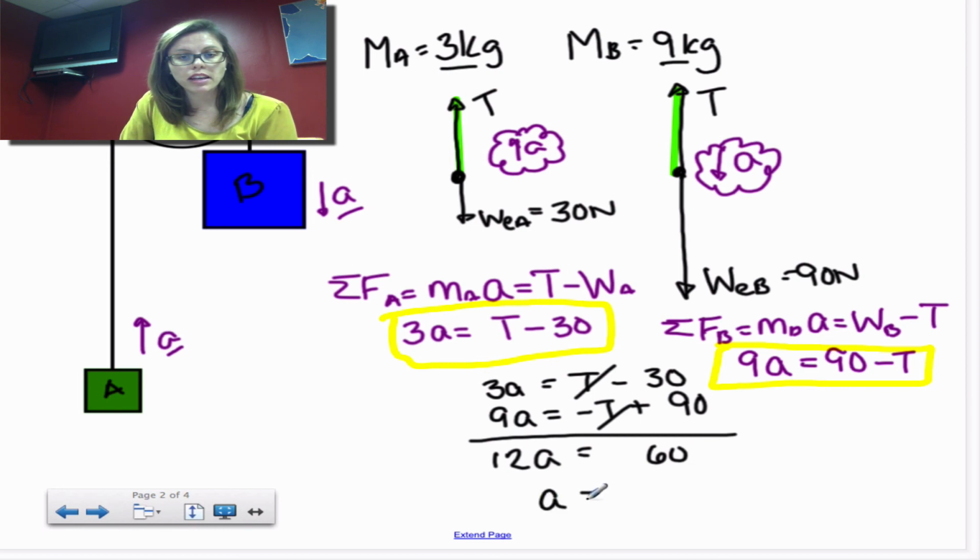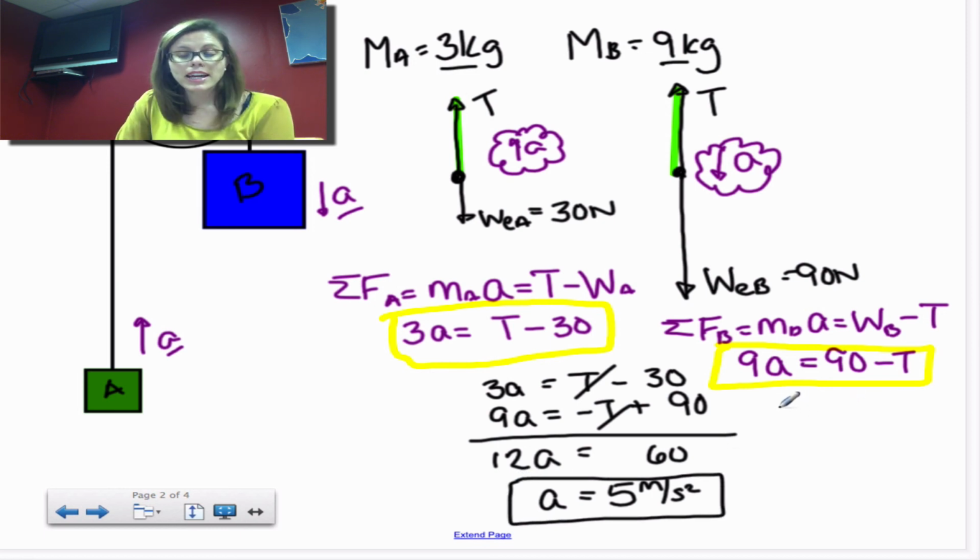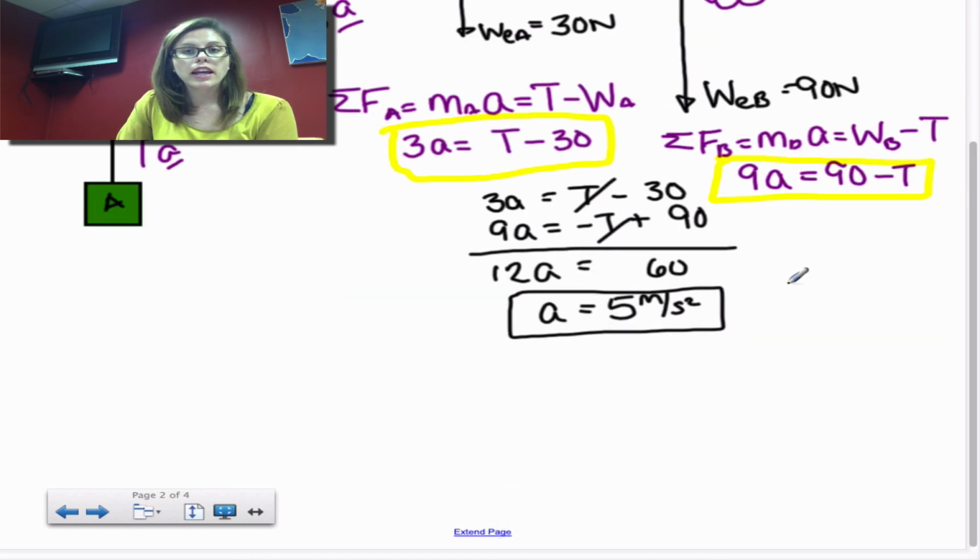So A, oh geez, 12 goes into 60 five times? Yeah. Acceleration is 5 meters per second squared. So that's the magnitude of the acceleration. The tension, we just have to plug it into either equation to solve for the tension. So we'll plug it into both to double check ourselves.